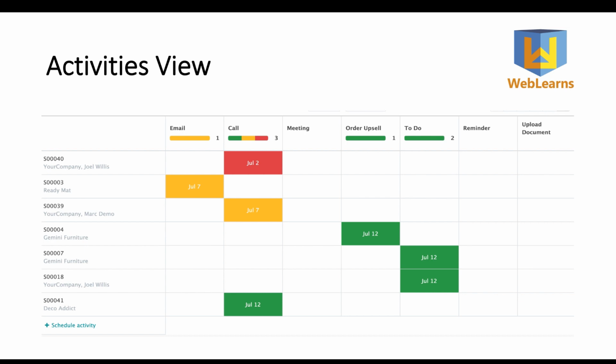Another view is the activity view. You can see this screenshot is for the quotation and sales order, and you can see the quotations' activity here. We will see how we can implement it in our current project.